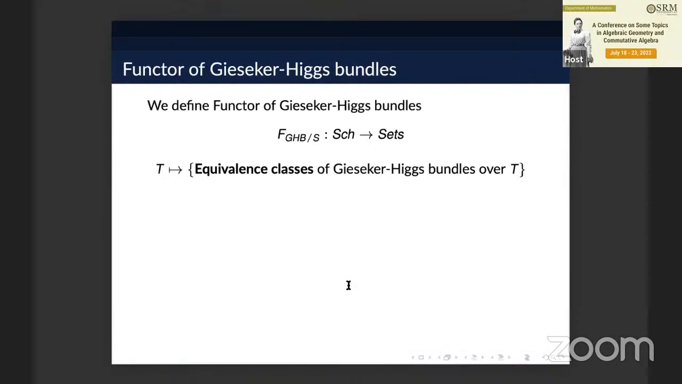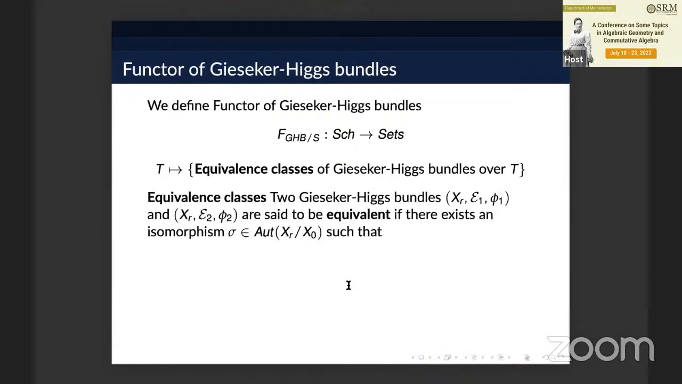So next we define the functor of these objects, F_GHB over S, the Gieseker Higgs bundles, which takes a scheme T and gives equivalence classes of Gieseker Higgs bundles over T. So we have to talk about these equivalence classes. These are not ordinary isomorphism classes of families.